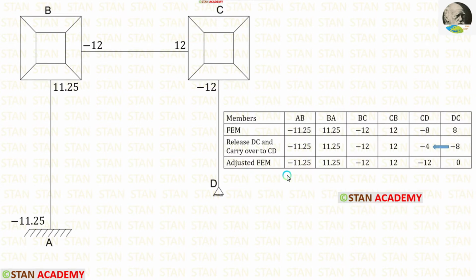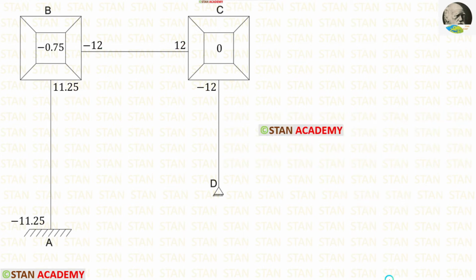Now let us enter the fixed end movements. We have to be very careful. We have to enter the adjusted fixed end movements. M of AB is minus 11.25, M of BA is 11.25, M of BC is minus 12, M of CB is 12, and M of CD is minus 12. We have made DC already 0, so no need to enter that.